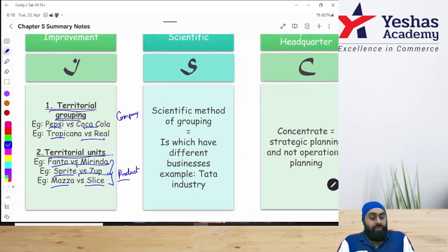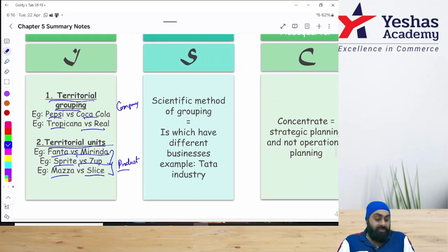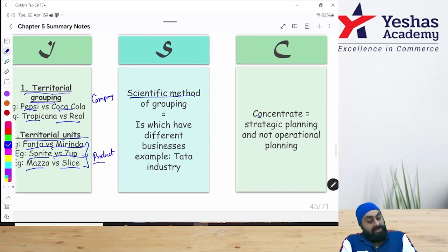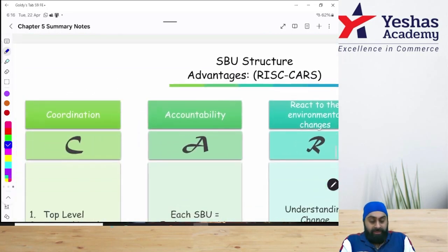Now, whenever you group an organization into an SBU, it should be a scientific method of grouping. You cannot combine Tata Motors and Tata Salt. That is not a possibility. So what you will do in this case, you will combine those companies which have some similarities. Concentrate on strategic planning and not on operational planning. Strategic planning is more important than operational planning.